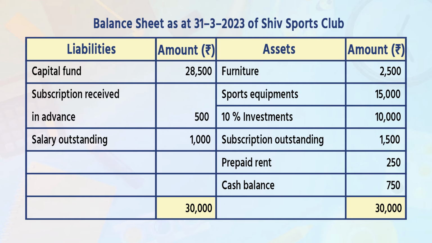Balance sheet as on 31st March 2023 of Shiv Sports Club. Liabilities and assets are given. Liability side: capital fund, subscription received in advance, salary outstanding, and the total of liabilities is 30,000. Now asset side: furniture, sports equipment, 10% investment, subscription outstanding, prepaid rent, cash balance are given, and the total of assets is also 30,000.